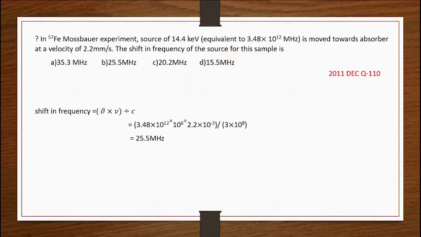So shifting frequency is equal to nu into V by C. C you already know, 3 into 10 raised to 8. Since the options are given in megahertz, we have to convert the value into hertz. So that is why we took the value in hertz, 3.48 into 10 raised to 12. If you substitute the values, you will get the value of 25.5 megahertz. The option B is the right answer for this question.